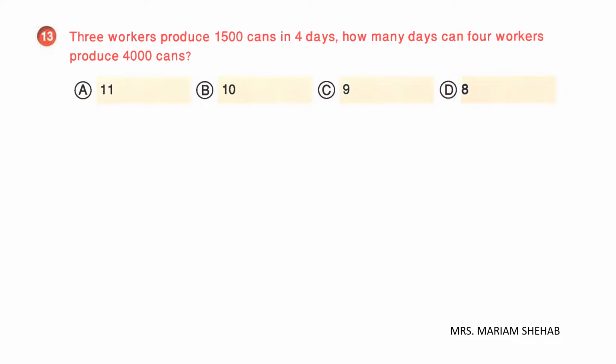Question 13. 3 workers produce 1,500 cans in 4 days. How many days can 4 workers produce 4,000 cans? So the number of workers times the number of days over the number of cans in the first part of the question is equal to the number of workers times the number of days over the number of cans in the second part of the question.